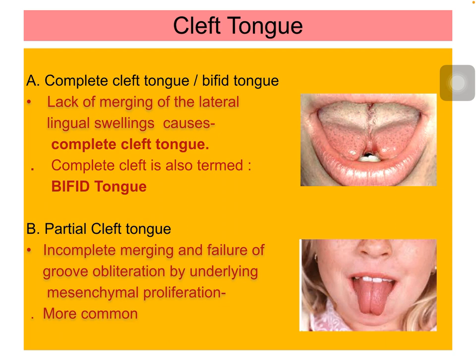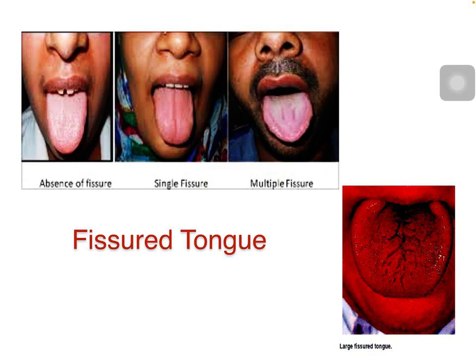Partial cleft tongue. Incomplete merging and failure of the groove obliterating by underlying mesenchymal proliferation causes partial cleft tongue, which is more common than complete cleft tongue. Moving on to fissured tongue.